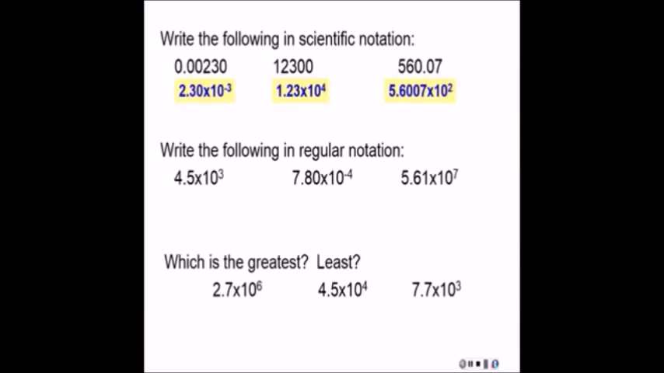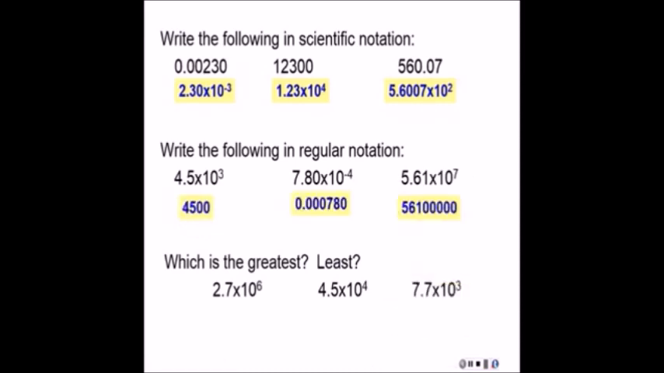In the middle group, you're asked to convert these back to regular numbers. So this would say move it 3 places to make the number bigger, move it 4 places to make the number smaller, move it 7 places to make the number bigger. And here are our answers. And the last one, which is the greatest and which is the least? We get that by looking at the power of 10. So the question is, which power of 10 is the greatest? And it's this one. And those are our answers.